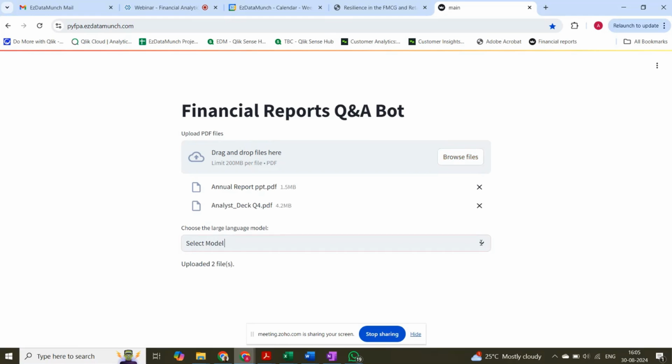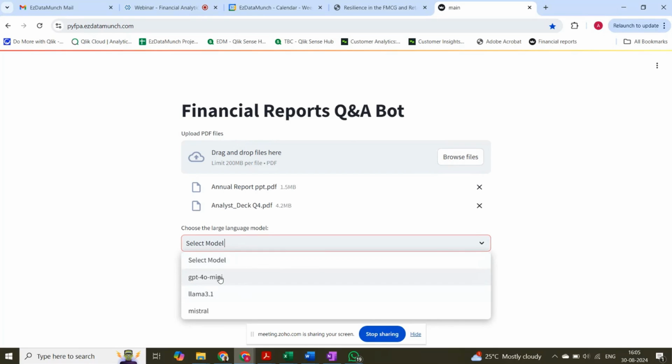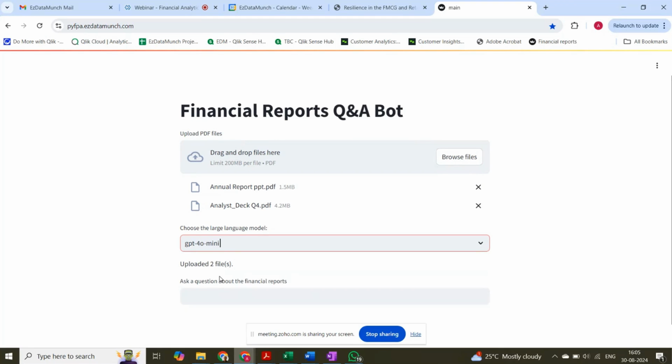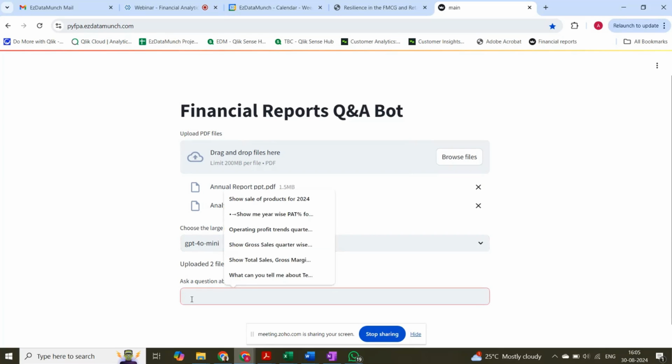Now there are three LLMs which we've used to test and work on these two documents. And we are going to currently use the GPT-4o Mini. So the files have been loaded, the model has been selected, and now we are all ready to start asking our questions.